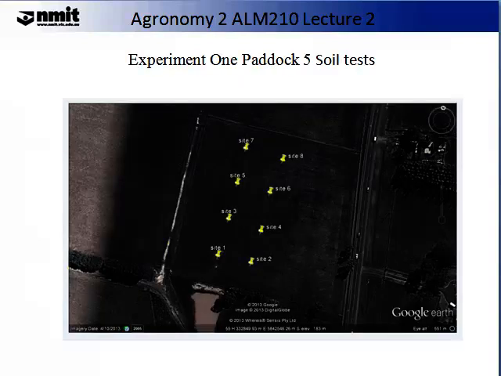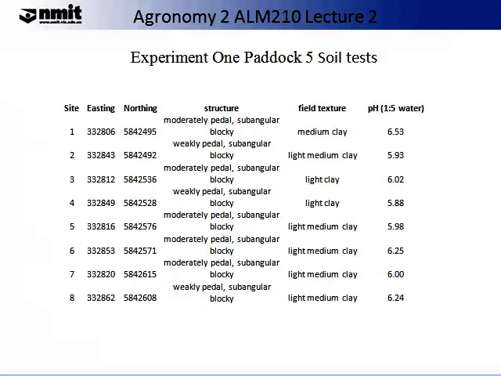The image on the slide is from Experiment 1 Paddock 5, and it shows you the location of the soil tests. These locations were determined via GPS, and they were then added to this Google Earth map. You will see on the right hand side the Plenty Road, and this will enable you to determine orientation when you're at the Yangying site. This slide shows the results of soil test from Paddock 5. Please take some time to look at these results. We will be discussing them when we are at the Yangying farm.